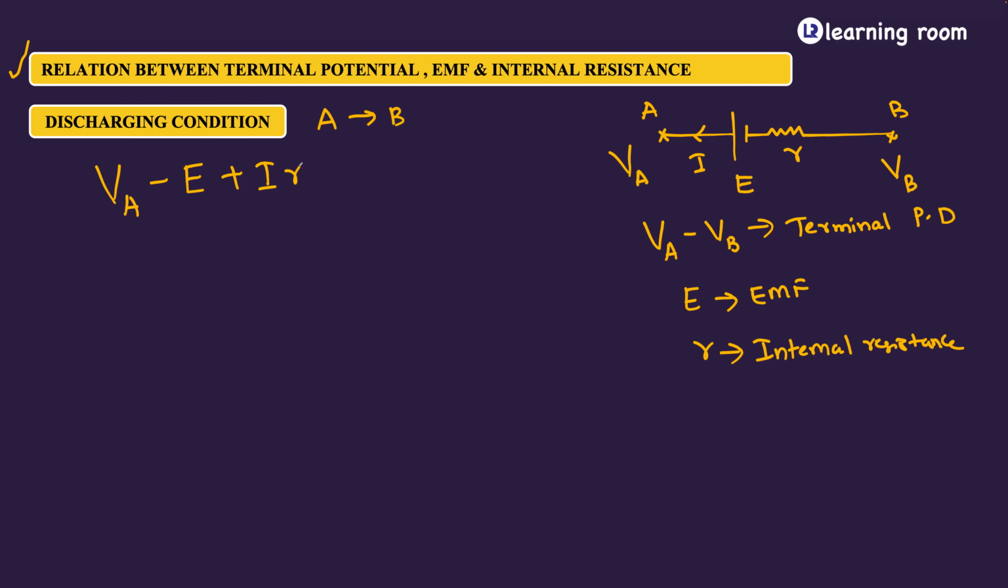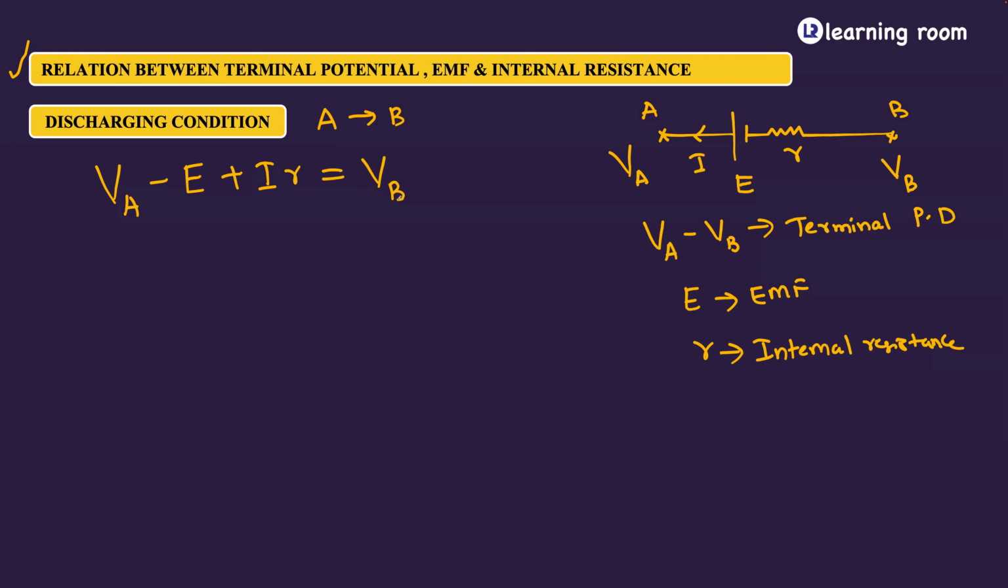So what did I do? I started with VA. I lost some potential here. I gained some potential here. And the resultant of all this is what I'm left with at point B. So this will be equal to VB. Unlike a closed loop, what I'm doing here is I start with something, I lose some, I gain some, and then I have the resultant at the end point. That is what you do when you travel from one terminal to another. Am I clear with this?